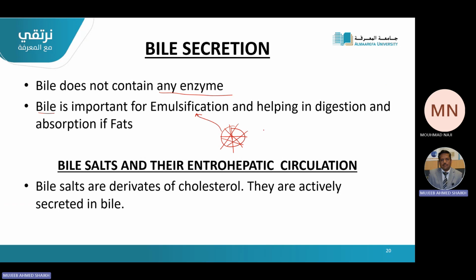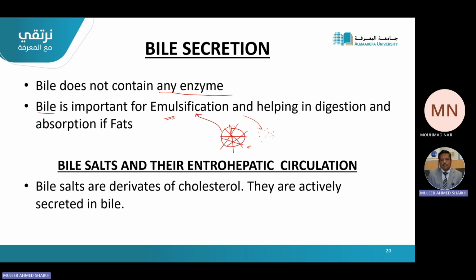Just as when you are cleaning your hands after a meal and your hands become oily, you use soap and it removes the oil from your hand. This process is known as emulsification. Similarly, in our body, the fat molecules, which are bigger, will be broken down into smaller molecules with the help of an action called emulsification, which is done by bile.